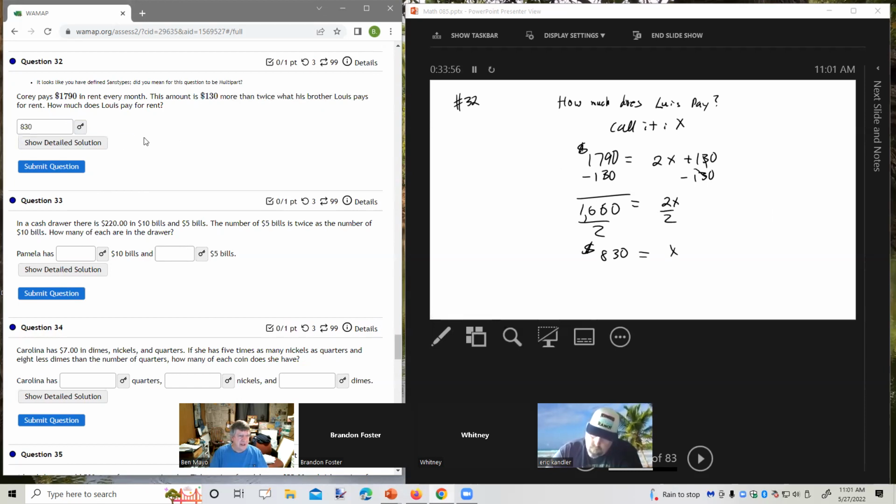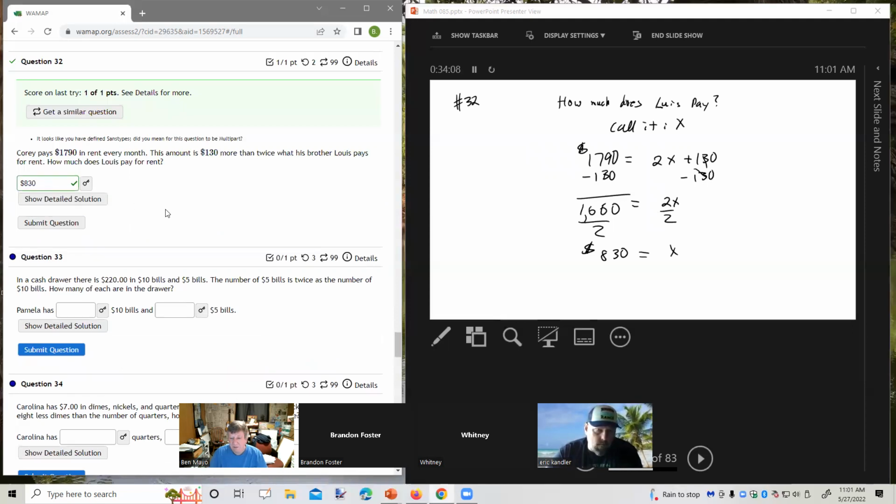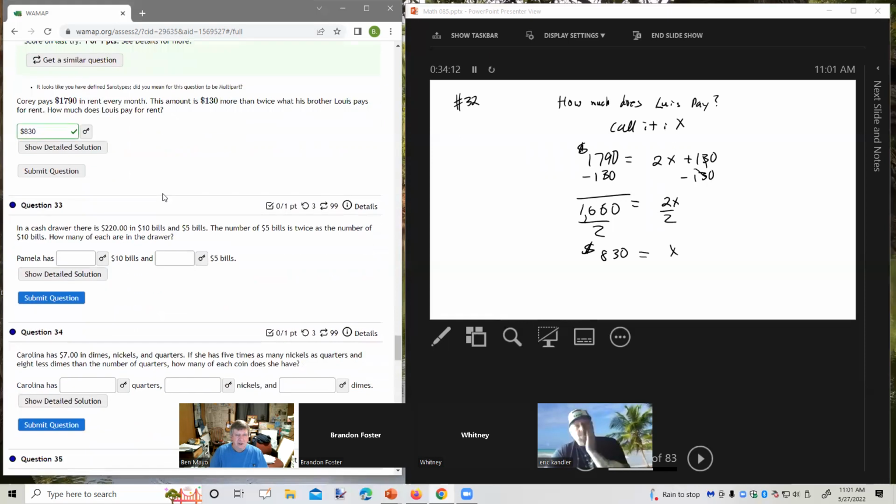I'm concerned because there should be a dollar sign there in front of it. Let's see what happens if I put it in there, if it accepts it. Okay. Units matter. All right.